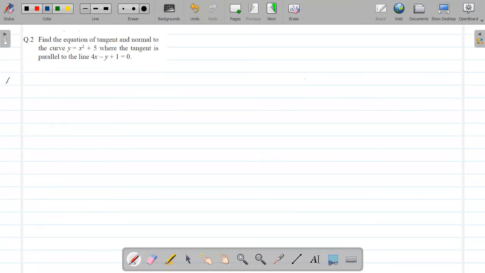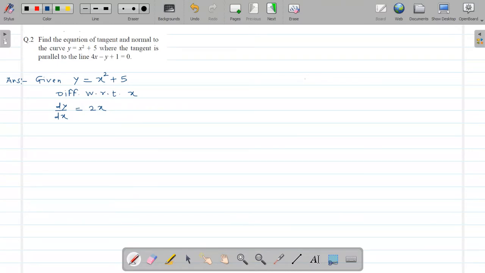So in the answer, first of all I will write the given equation of the curve. The curve is given, that is y is equal to x square plus 5. Now as we know, if we differentiate this with respect to x, we get dy by dx. So take the derivative. Derivative of x square is 2x plus derivative of 5 is 0. So you will just get 2x.